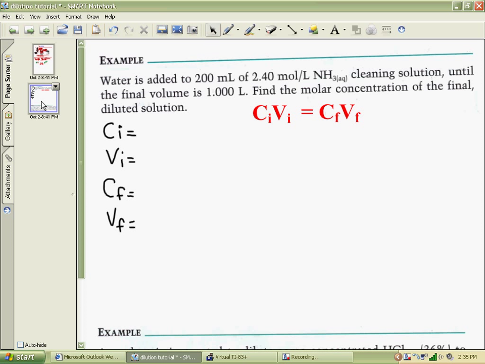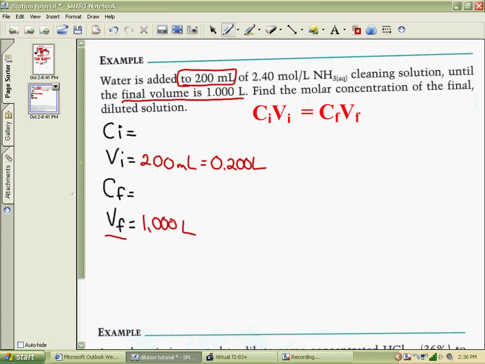Water is added to 200 mils of a 2.4 mole per liter ammonia cleaning solution until the final volume is 1 liter. So they were very nice by telling you final volume is 1 liter. Down here for VF, I will put 1 liter. The water is added to, so this is what I started with, 200 mils. It's going to be very useful to have those units be the same, so I'll divide it by 1,000, and it'd be 0.2 liters. The beginning concentration, the stuff you added water to, was initially 2.40 moles per liter, so my I stands for initially. This is my beginning concentration.